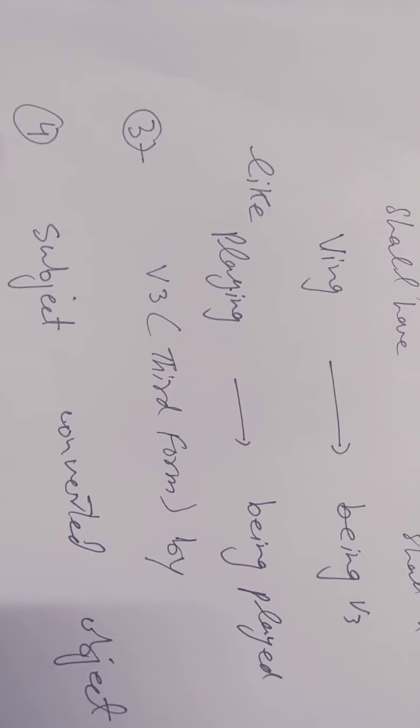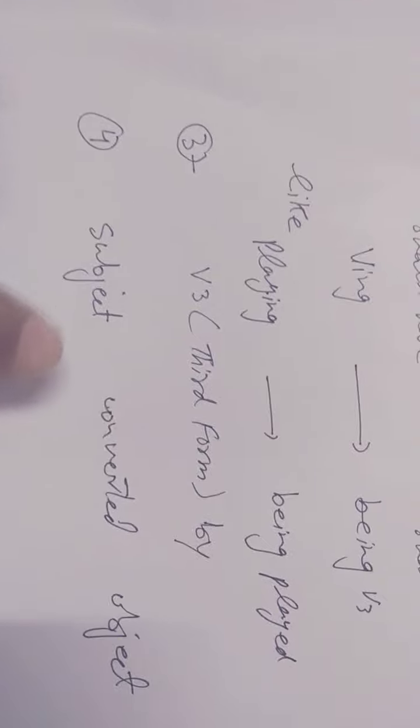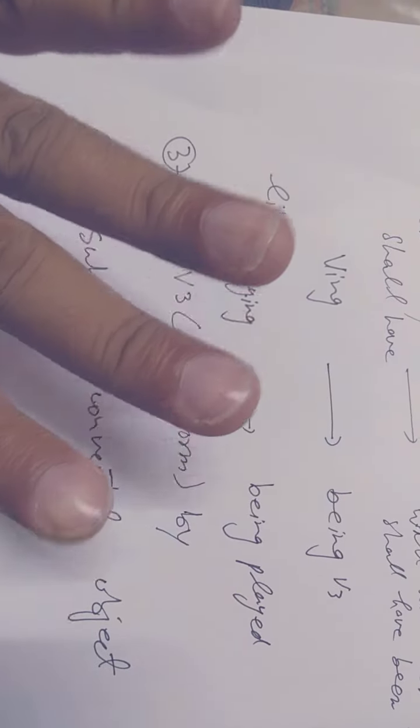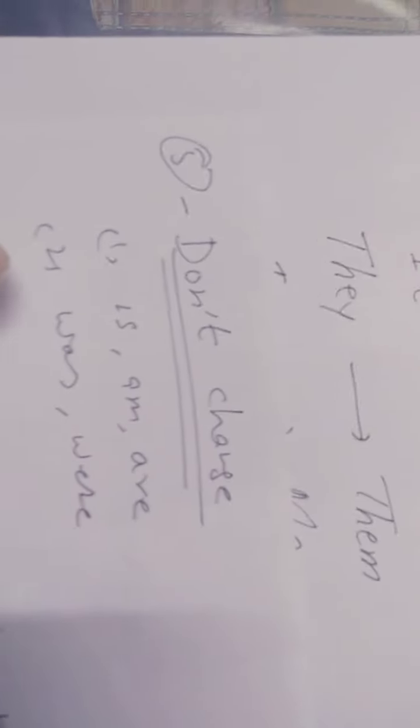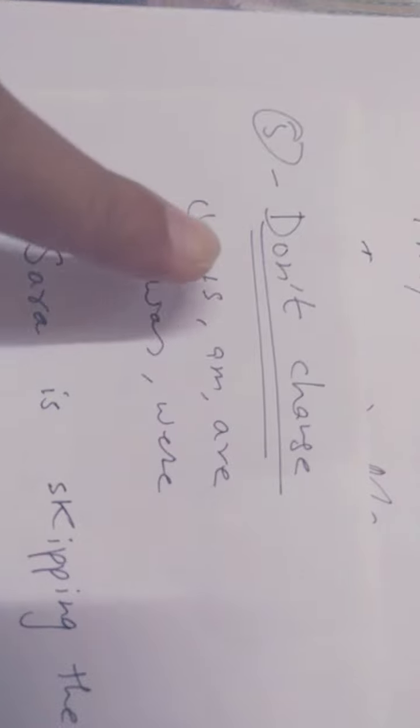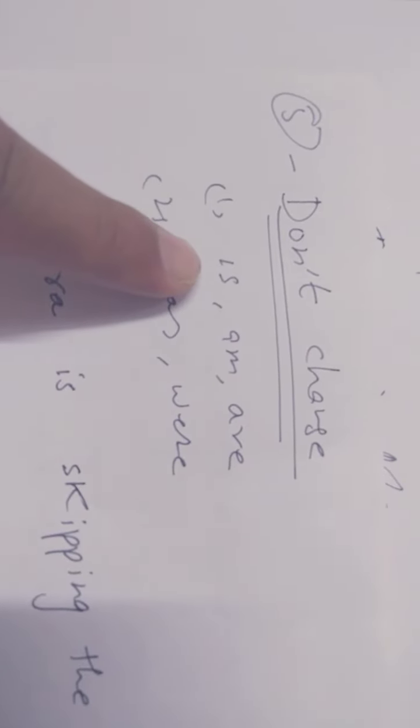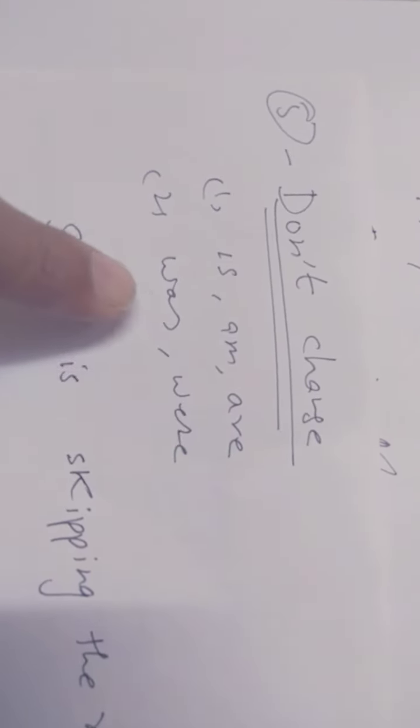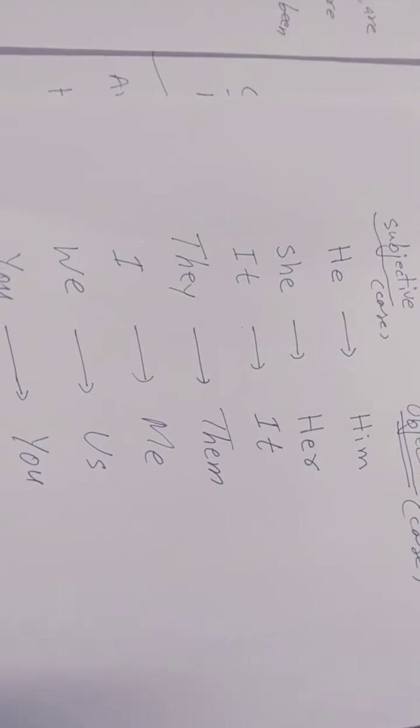Rule 4, you have to change the subject into the object. These are the 4 rules. Now rule 5. Rule 5, don't change these things. Don't change if there is am, is, or was, were in the active voice. Okay, now I'm explaining to you the other changes you have to do.